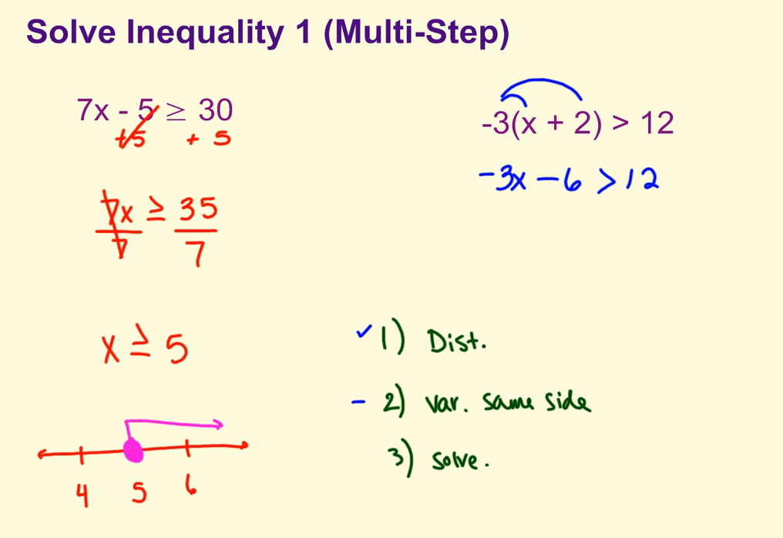Now, do we have any variables on the same side? We don't. We want the variables on the same side, but we don't have them on different sides. So now we're ready to just solve our inequality.